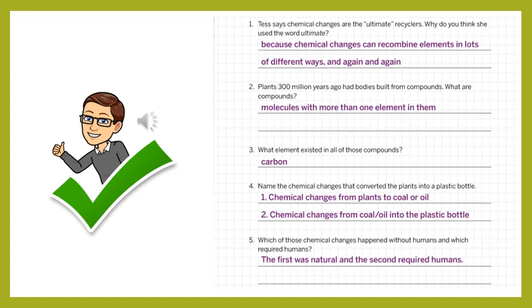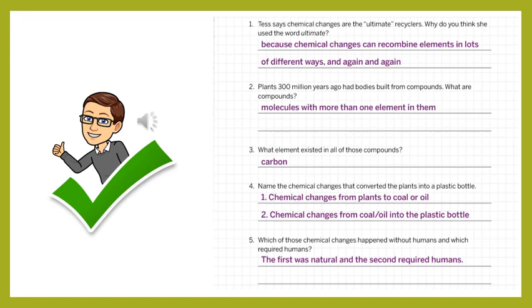Gold isn't a compound because it just has gold in it. Fool's gold is a compound because it has sulfur and iron. Number 3. Carbon existed in all of these compounds. Carbon. You're going to find carbon in most plants and all living material, actually. Number 4. The 2 changes are listed.